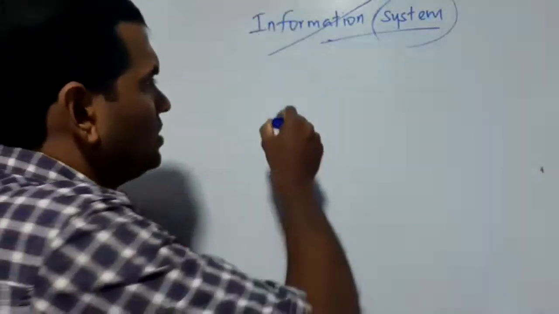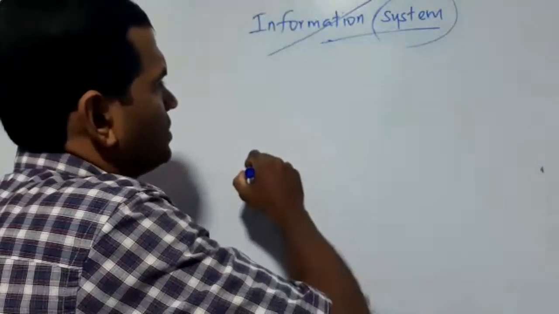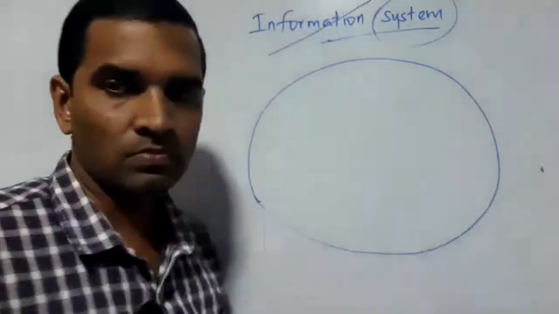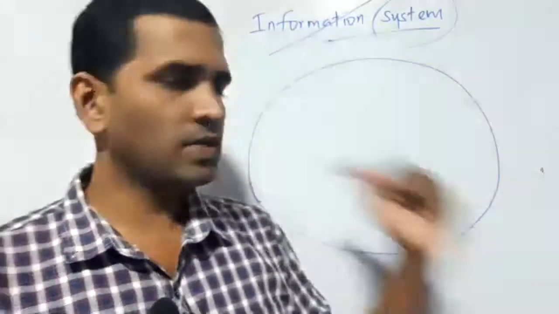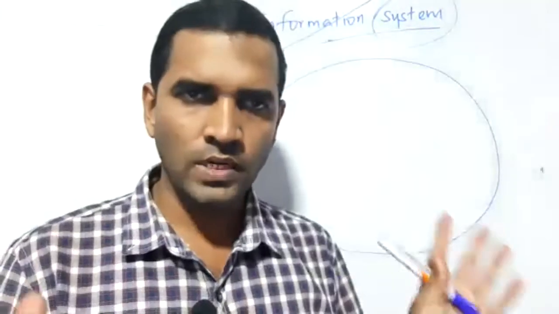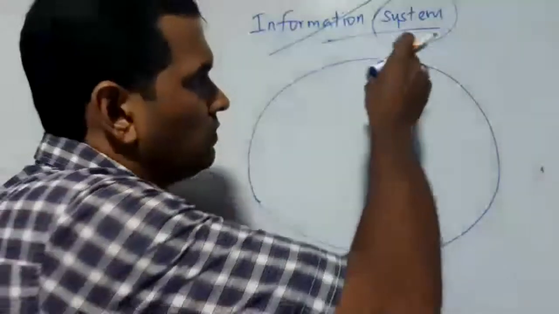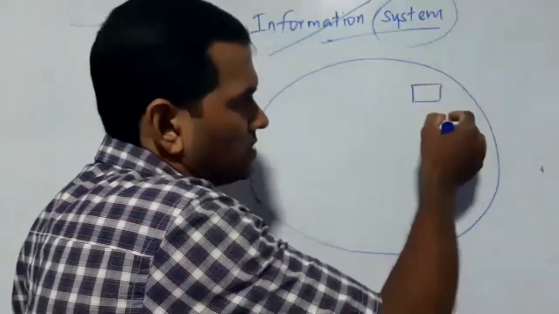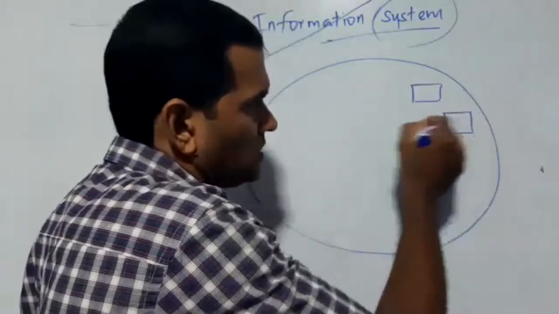So assume that it is a system, right? This is a system. Take this as a system. It may be anything, or human body, or school, or whatever, right? So within a system, you have components. So we discussed that. So assume these are components.